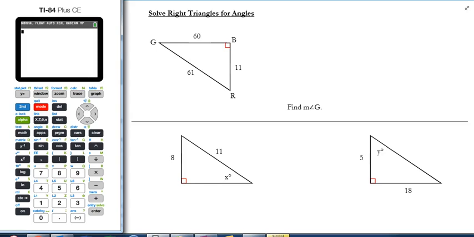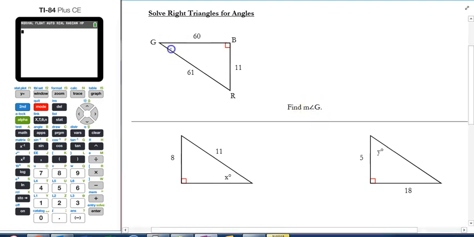This video is to help us with solving right triangles for angle measures. So there's two different types of problems that we want to look at. First, if I have all three sides and I want to know what both angles are, or more specifically, I want to find the measure of angle G.